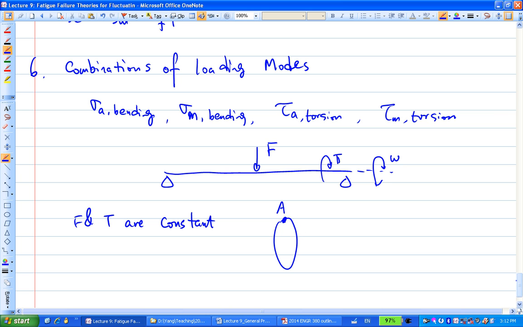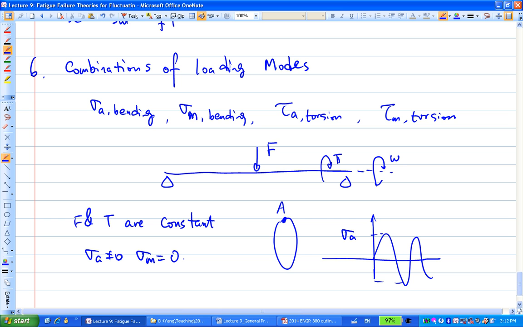So if I don't have the torque here, if just the F is here, then A will experience basically a completely reversed stress. In this particular case, it's a sigma A. So sigma A is not 0. Sigma M is what? F is constant, and sigma M is 0. That's when T is 0.